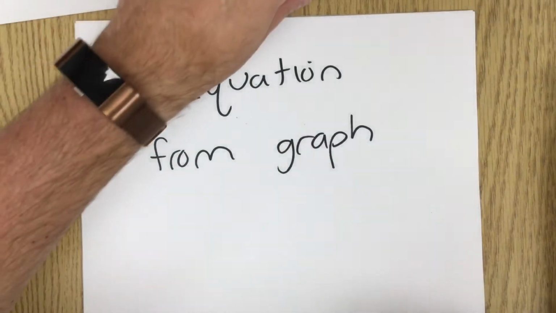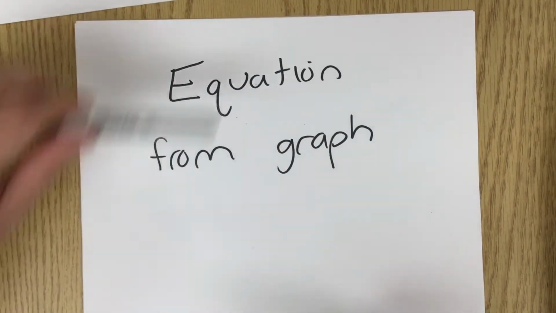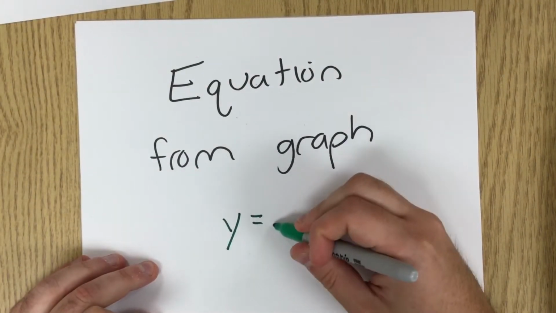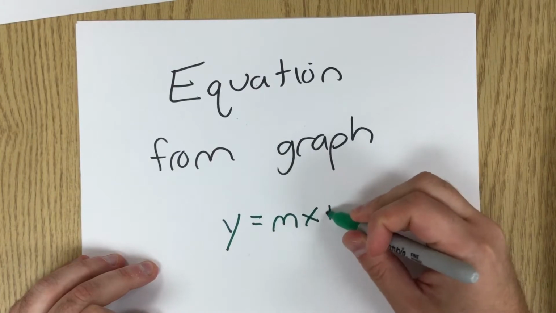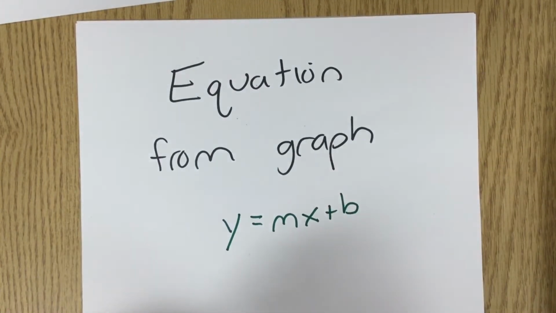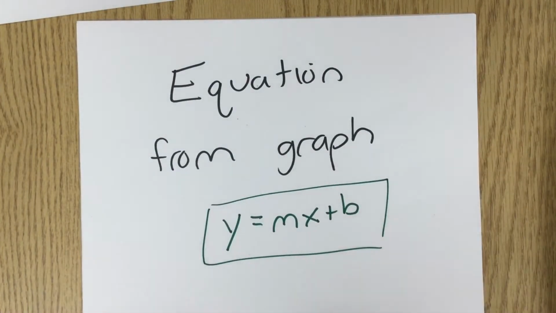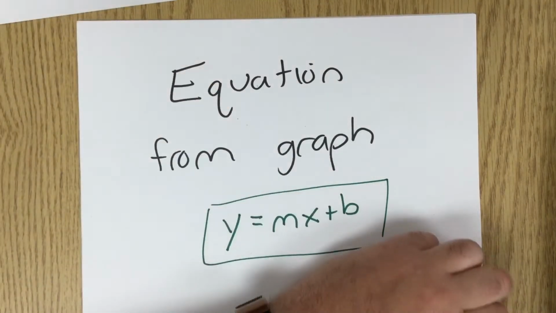We're going to talk about how to get an equation from a graph, and we're going to be doing it specifically in the y equals mx plus b form. So it's not just any graph, it's the graph of a line. So how to get the equation of a line in y equals mx plus b. Let's go through some examples.